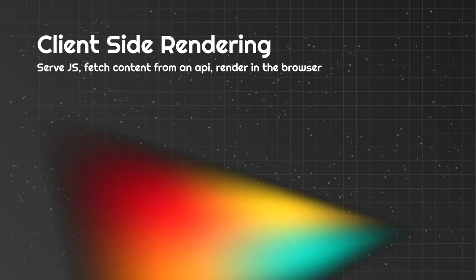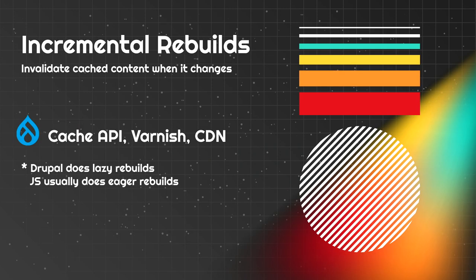The last bonus term here is incremental rebuilds. So when you're doing static site generation or server-side generation and you're caching HTML, you need to be able to invalidate that cached HTML when something changes. And this is something that you'll see touted or explained in JavaScript ecosystems, but it's something that's been built into Drupal for a long time through cache API, right? We have cache tags, we have cache contexts, we have cache max ages, and we just kind of expect that when we change a piece of content in Drupal, Drupal handles invalidating the cached versions of all that content so that it can be served new. So that's one of those things that Drupal kind of has built in that is being touted as a feature in the JavaScript ecosystem. It is a little bit different for Drupal.